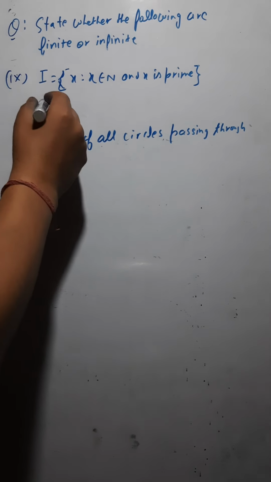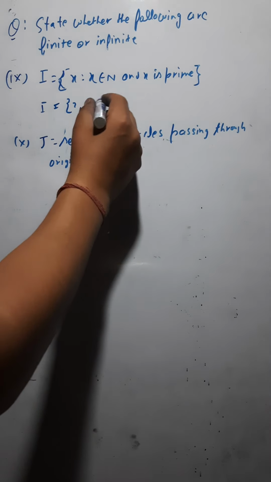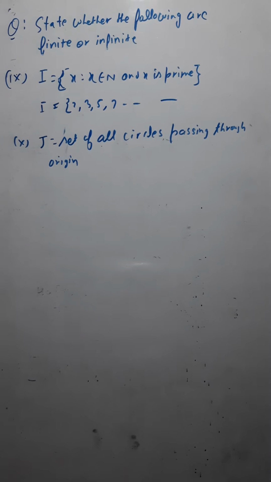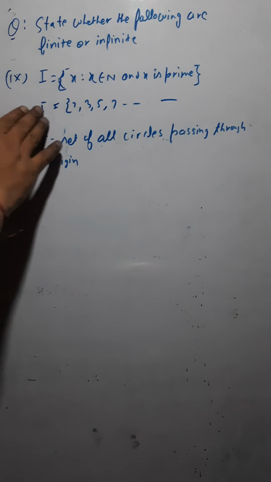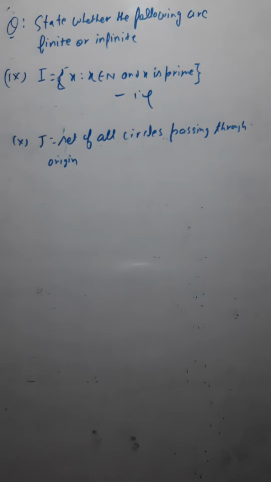So if you see in the natural numbers, the numbers which are prime starting from 2, then you have 3, then you have 5, then you have 7, so it never ends, isn't it? So hence the set I is also an infinite set, isn't it?